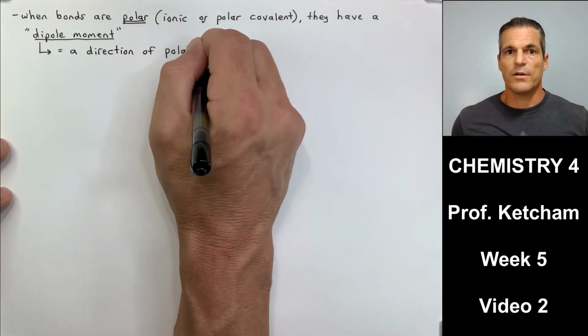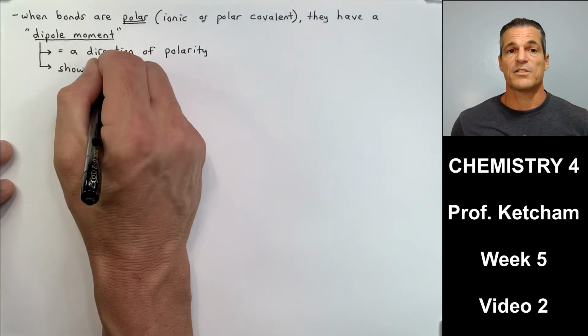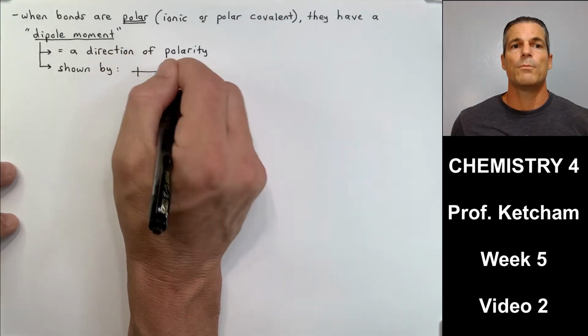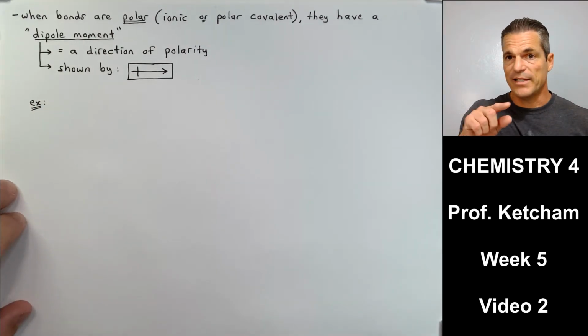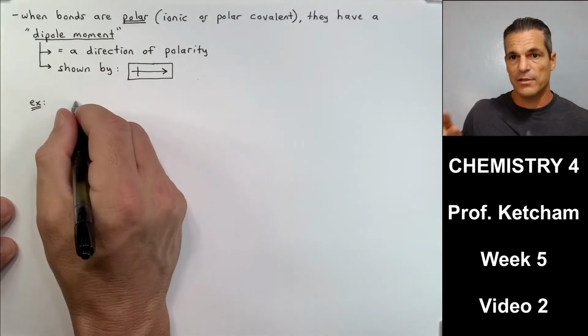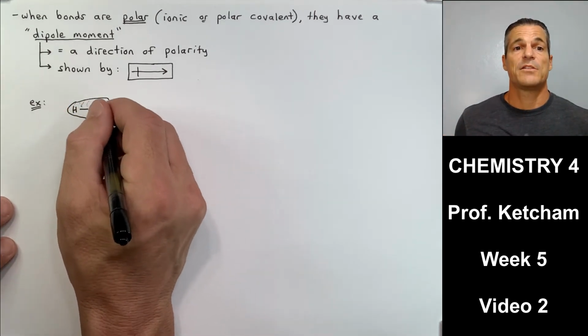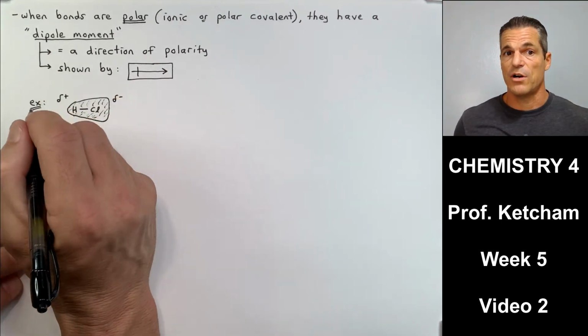So if it's polar, they have what's known as a dipole moment. Sometimes dipole moment is just called dipole. But a dipole moment is a direction of polarity shown by basically an arrow with a little plus, right? So it almost looks like a dagger with a little plus on the end of it. And that means the direction of polarity goes towards the arrow where the partially negative charge is.